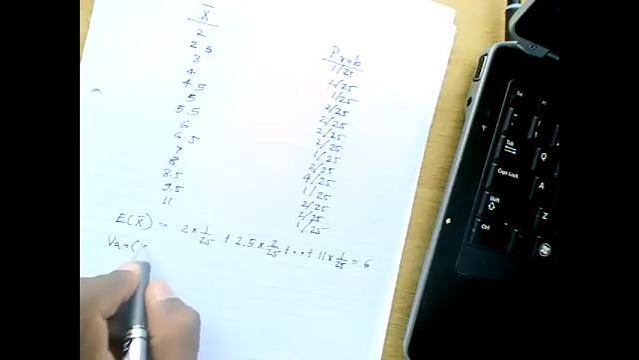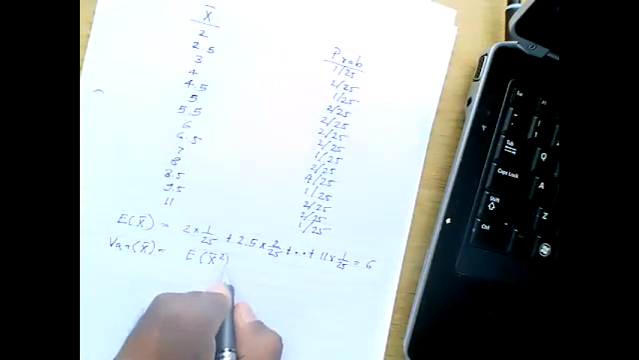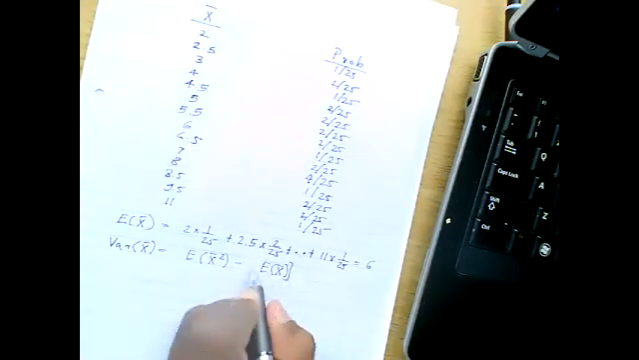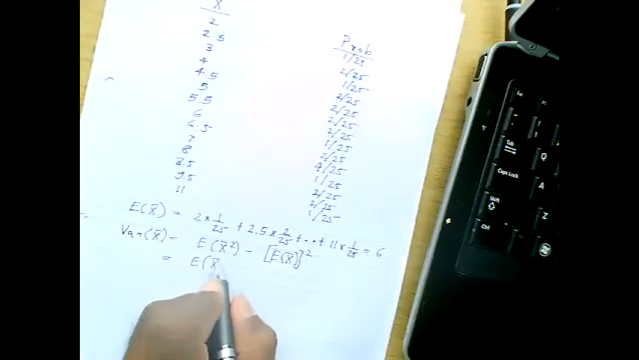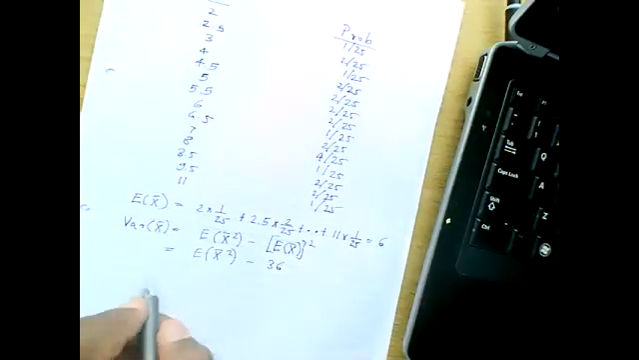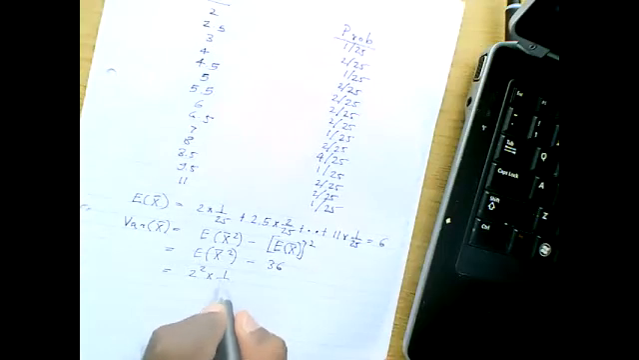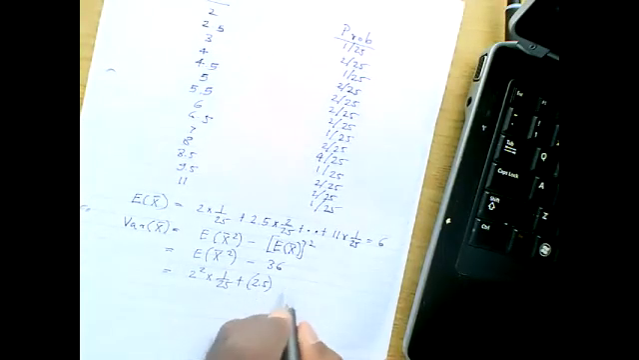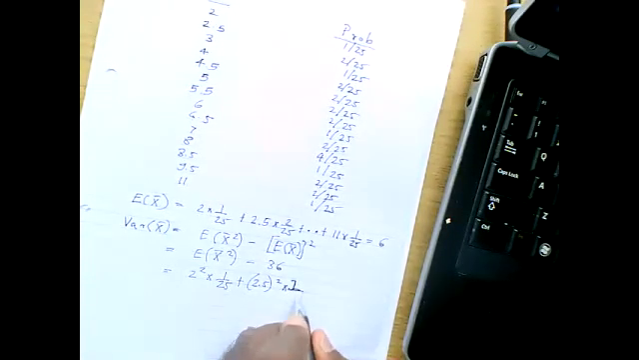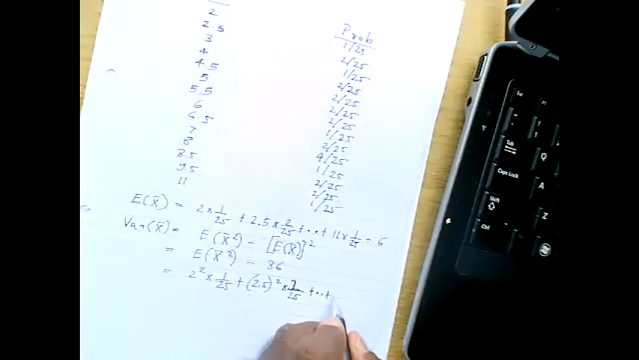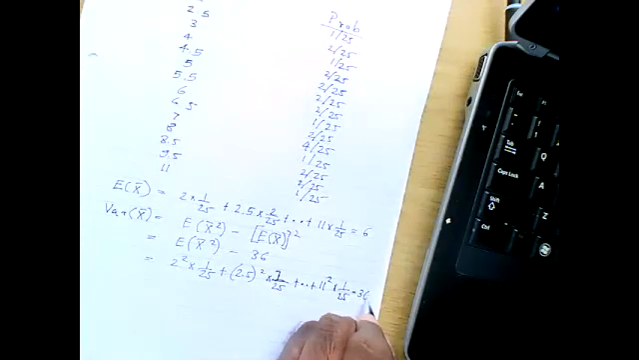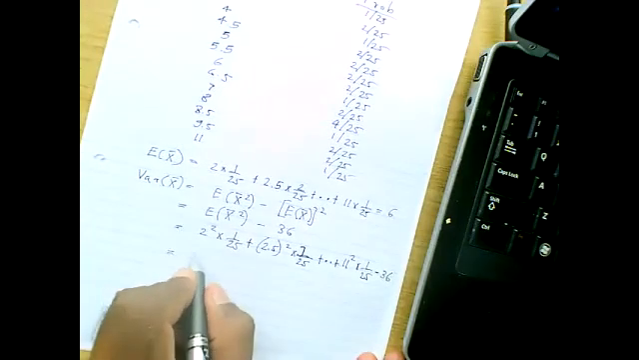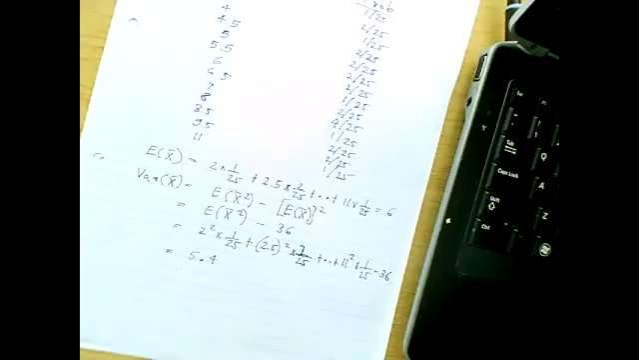Now, to find the variance of x bar, use the formula that I mentioned earlier, which is this one. Right, remember this formula, right? And we know this guy is already 6, so this is gonna be 36, right? Now, to find this guy, you use this table one more time. So it's gonna be 2 squared times 1 over 25 plus 2.5 squared times 2 over 25, right, up to 11 squared times 1 over 25, minus 36. Okay, now if you do the calculations, this will be equal to 5.4, right? So this completes question 3, right?